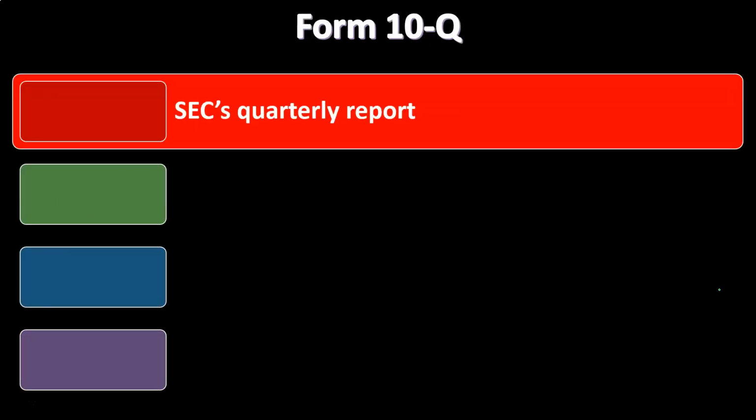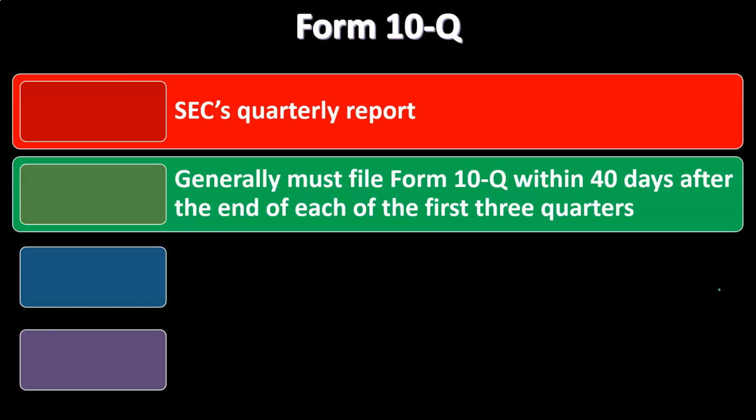Here are some types of interim reporting requirements. Form 10-Q, the SEC's quarterly report. This is the standard SEC quarterly report, typically for publicly traded companies. Generally, a company must file a 10-Q within 40 days after the end of each of the first three quarters. So at the end of March, 40 days after the end of March, you're going to expect to see the Form 10-Q, and then for April, May, June, 40 days after June, you would expect to see another.